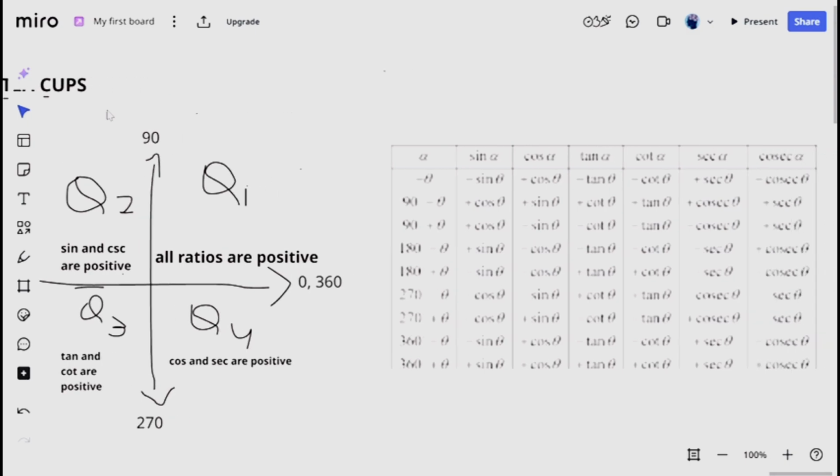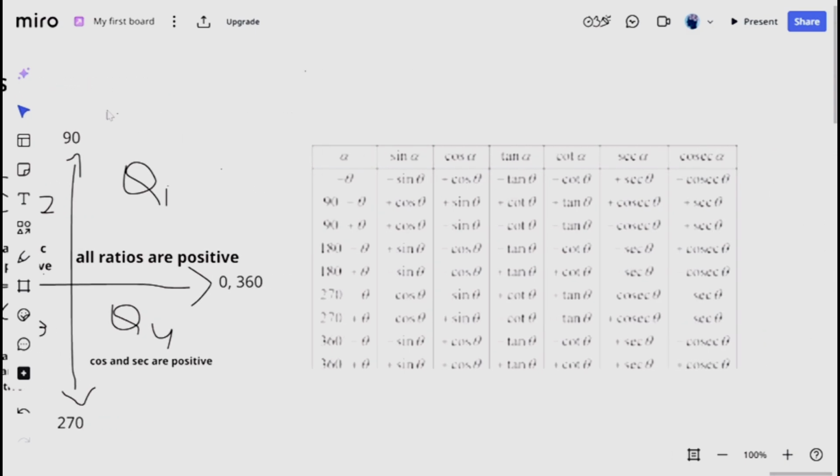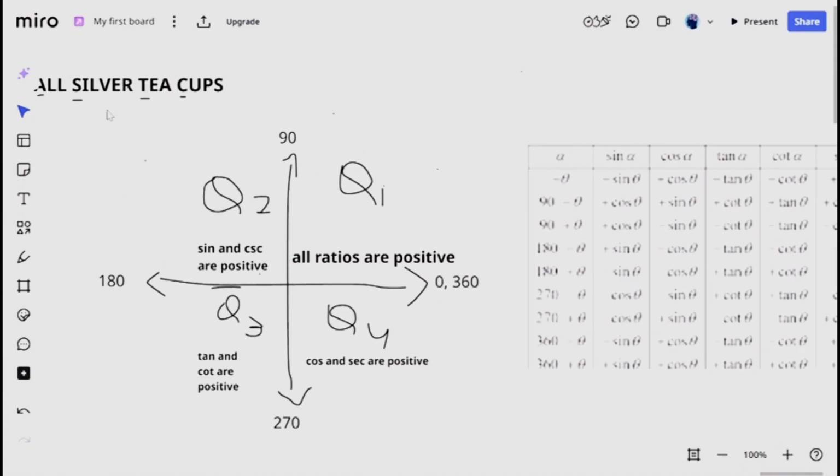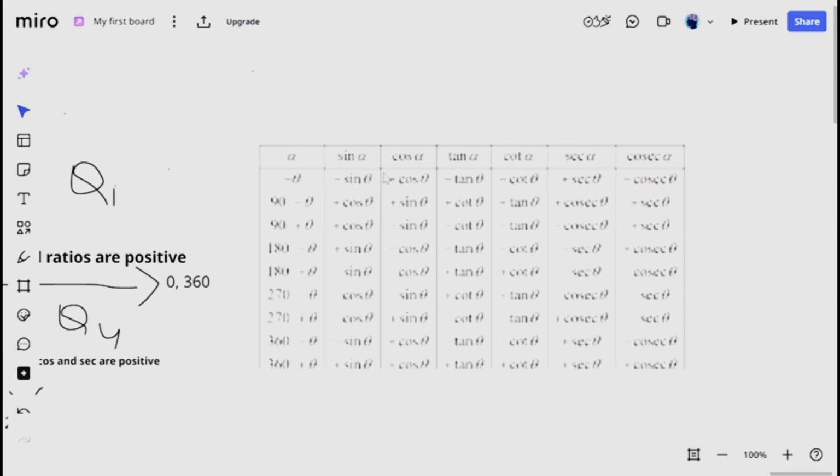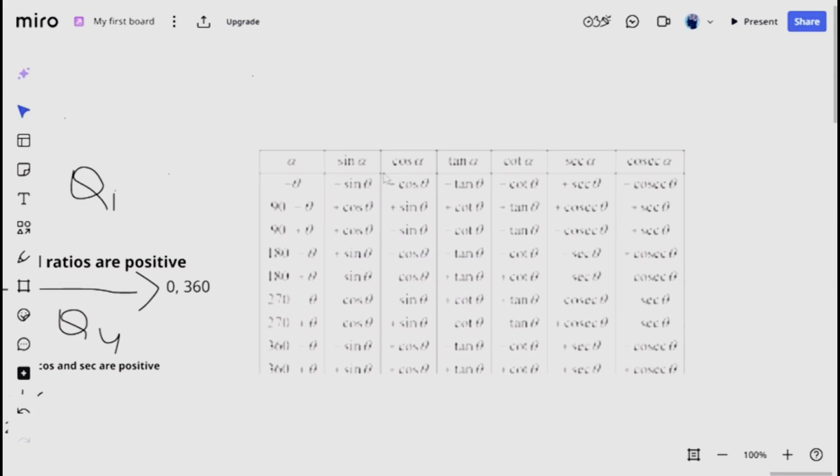That's what this board is about. You just take the value and see which quadrant it will come in. Like let's say 360 plus theta, again quadrant 1. And with 360 plus theta there's no co-ratio, it's the same ratio. So that's why it'll become positive sine theta. That's it. You can pause the video right here and note it down.